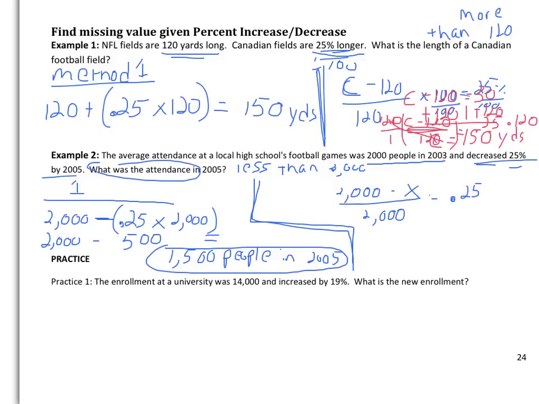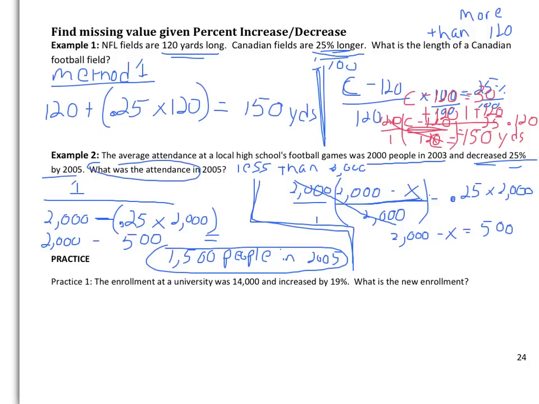Now, this entire left side of the equation with the variable is all being divided by 2000. So we can undo that first by multiplying this entire left side by 2000. 2000 in the numerator, 2000 in the denominator cancels, times by 2000. Because again, whatever you do to the left side, you have to do the exact same thing to the right. That leaves me with 2000 minus x is equal to 500.